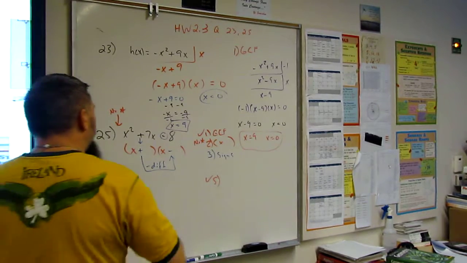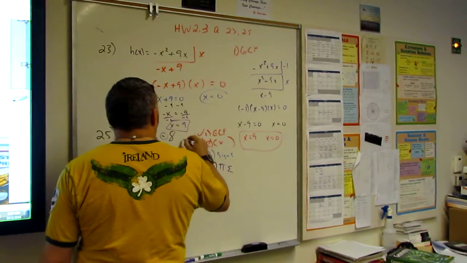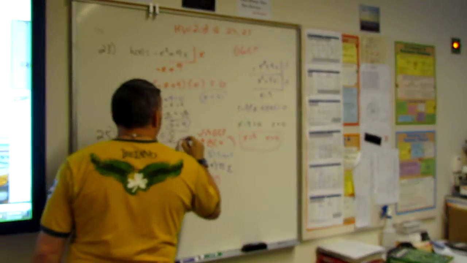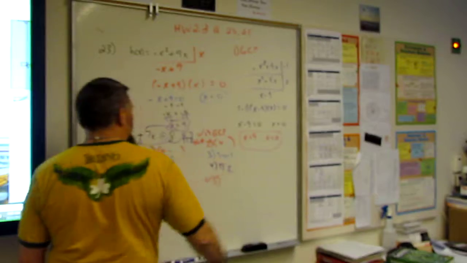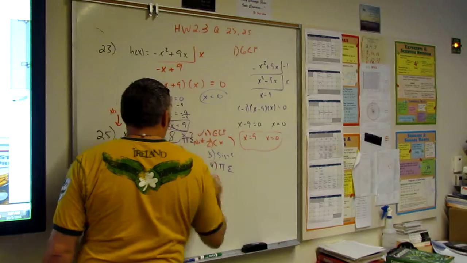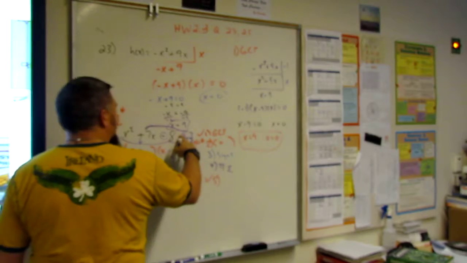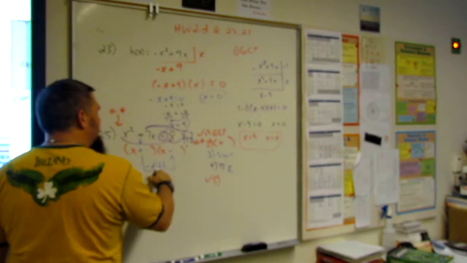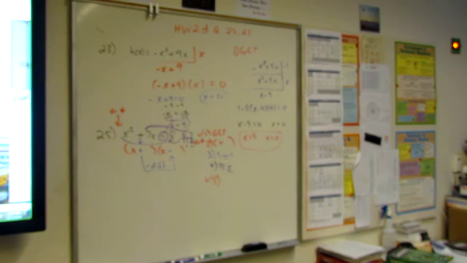Alright, now I go to step 4. Product and sum. Okay? So the product is 1 times 8, which is 8. And the sum is 7. Okay? The middle number. Alright, so I need 2 numbers that multiply to be 8, but they are different by 7. So I'm actually adding a negative number.